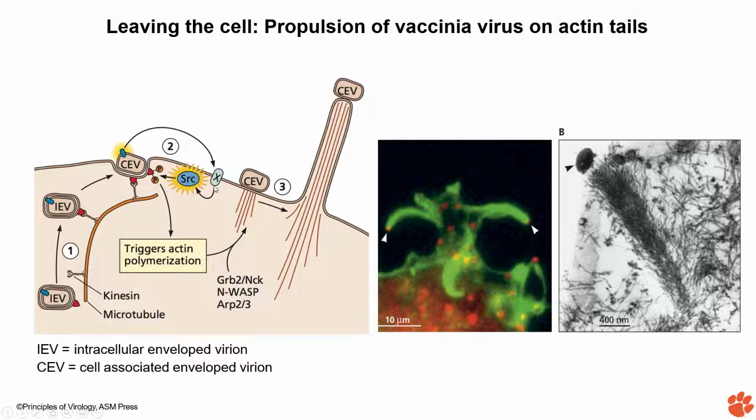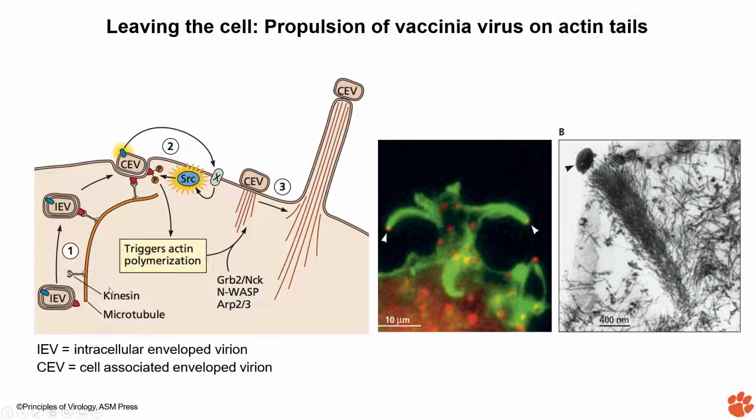These are host cell proteins, and that will basically activate the Src kinase. This is a kinase, a proto-oncogene as well. The Src kinase will phosphorylate the A36R. Once it phosphorylates A36R, this is no longer attached to the kinesin. Instead, it will trigger the actin polymerization by adapter proteins like GRB2, NCK, and WASP, and ARP2/3 is responsible for the branching of the actin.